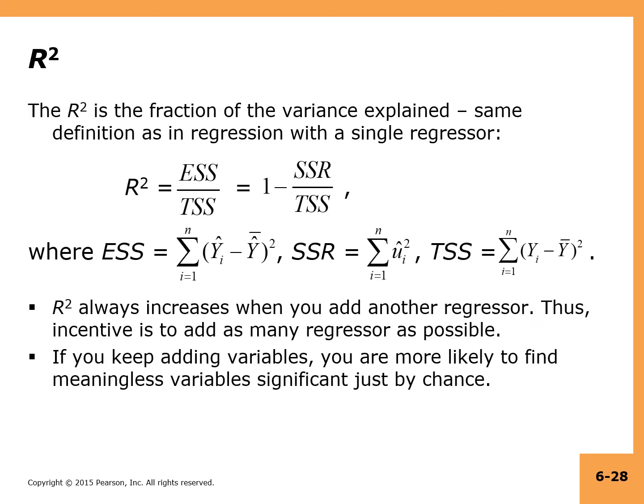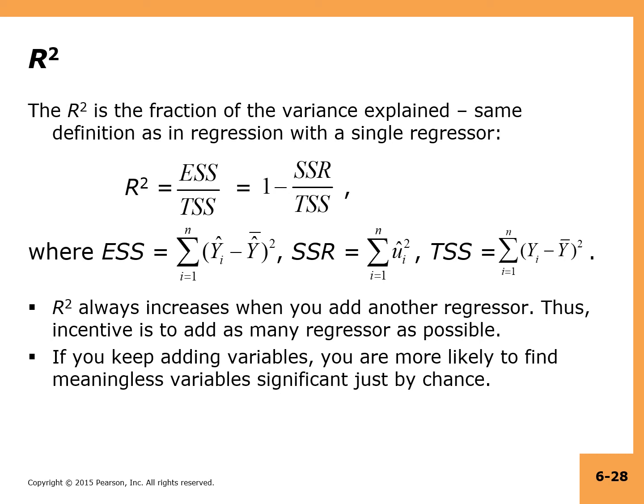The definition or the meaning of R-square in multiple linear regression is the same as that in simple linear regression. The formula is also the same: 1 minus SSR over TSS, or ESS over TSS, the explained sum of squares over the total sum of squares.